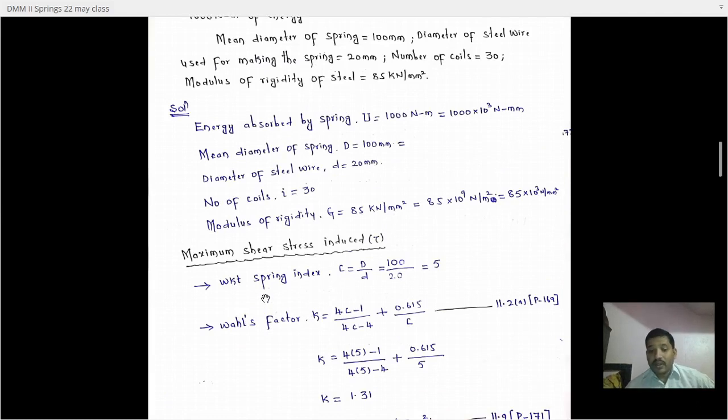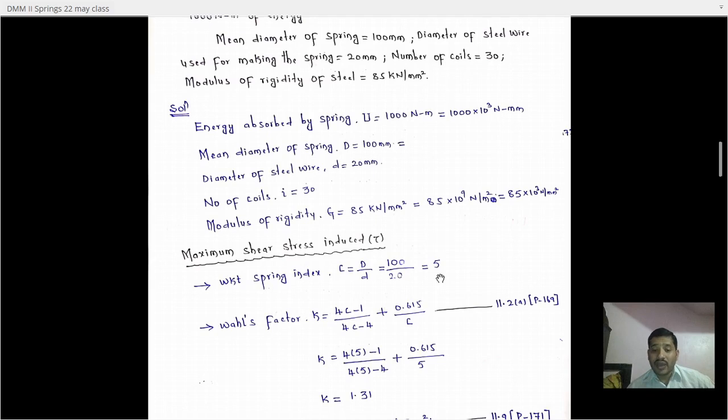First one, the spring index formula is C equal to D by d, where capital D is the mean diameter of the spring and d is the diameter of the steel wire. The mean diameter of the spring is given as 100 mm, and the diameter of the steel wire is given as 20 mm. So if you divide 100 by 20, you will get the spring index value as 5.